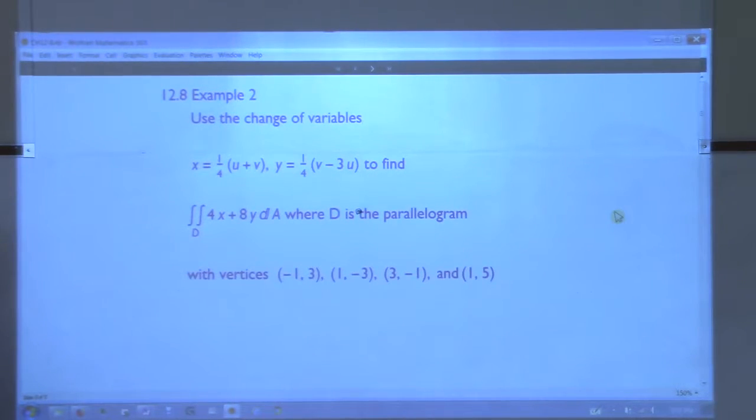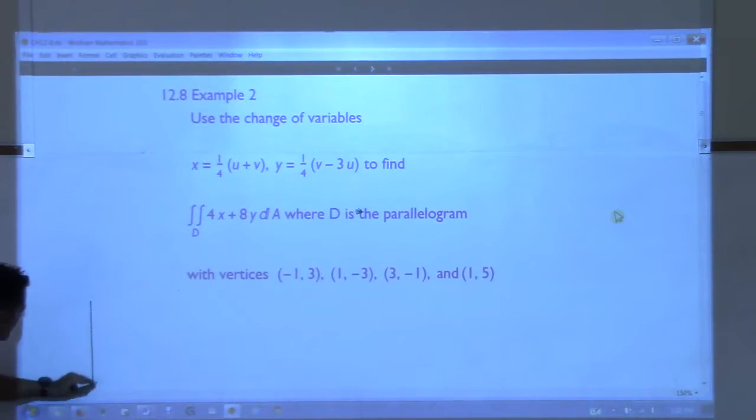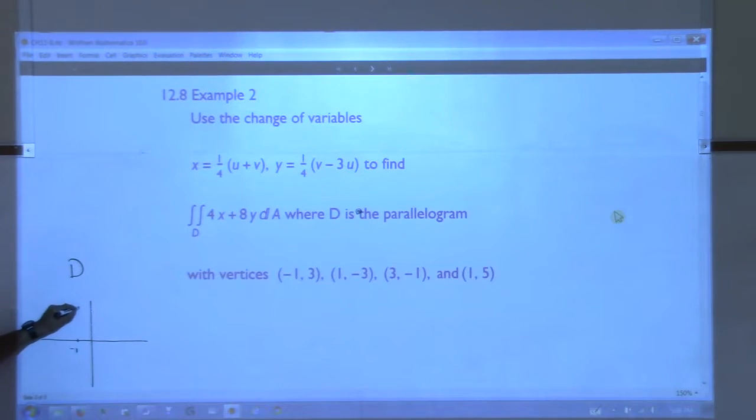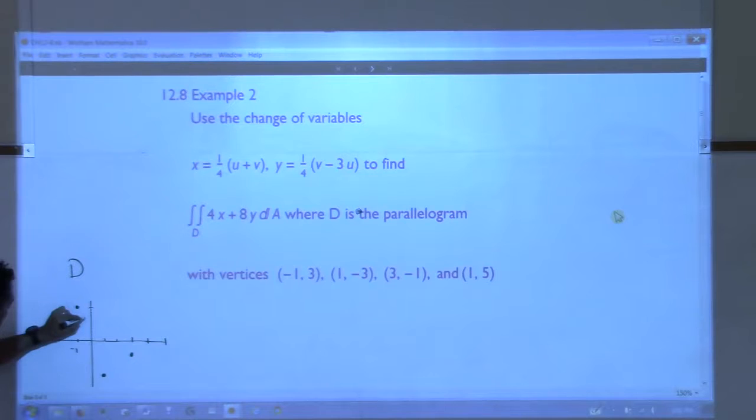So what I'd like to do first is draw D in the xy plane. So what does D look like? All right, well, it's this, right? So let me go. -1, 3 is up here. 1, -3 is down here. 3, -1 is here. And 1, 5 is up here like that. Is that right? 1, 5.